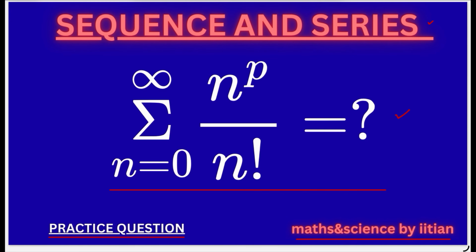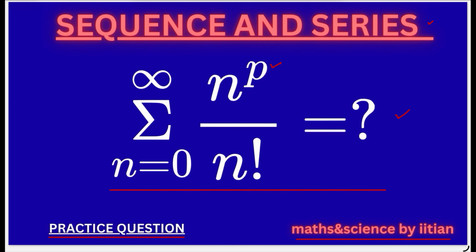for various values of exponent p, what will be the sum of n is equal to 0 to infinity n to the power of p divided by factorial n. Here exponents are involved, infinite series is involved, and also factorials in denominator are involved. And how to find out this particular series value?